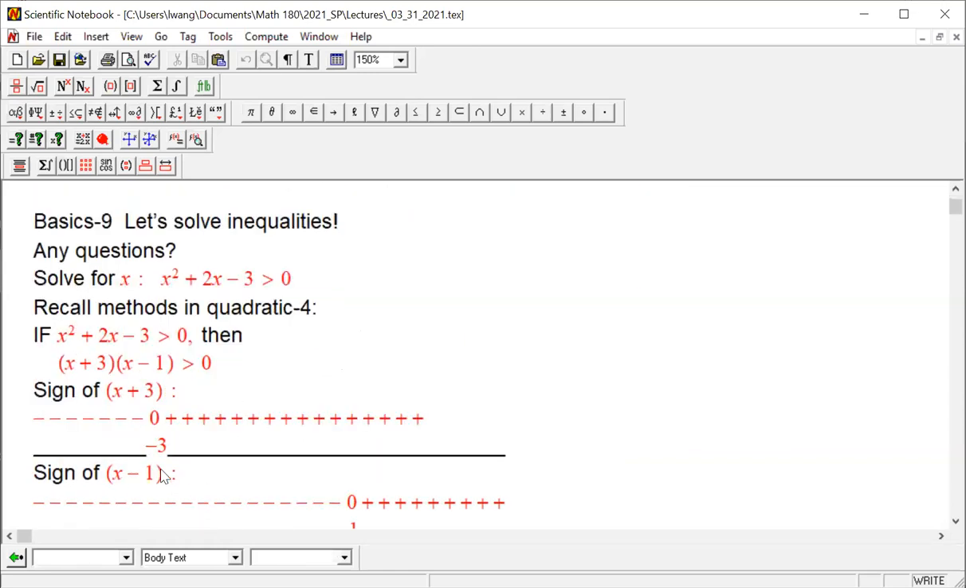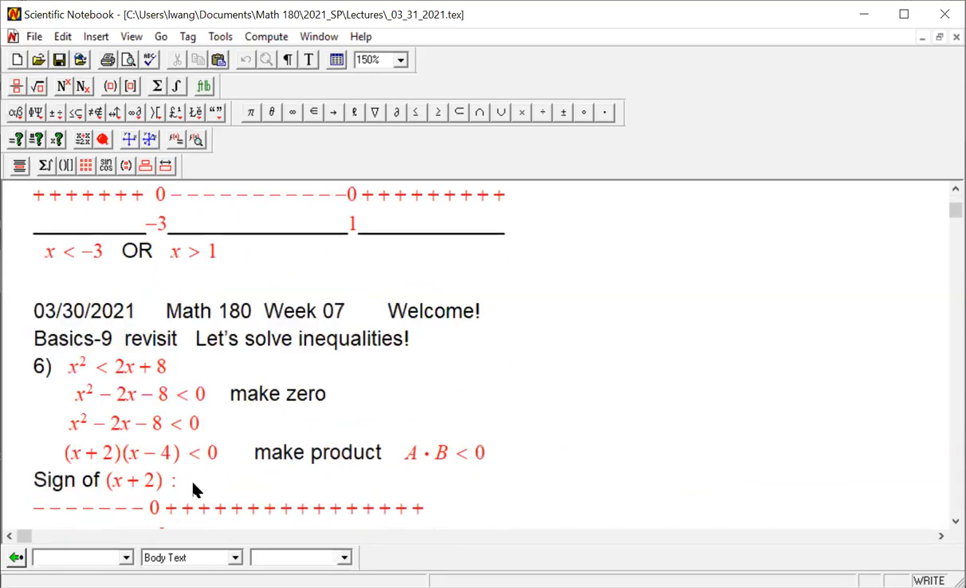Yesterday we summarized these methods. We have 2 major steps. One is making 0. The other one is making product. If we use this particular method, we use a sign check. Making 0 and making product are 2 major steps. But making product means that we have to factor, right? Making product means factor.